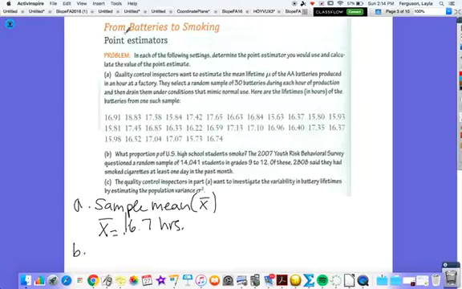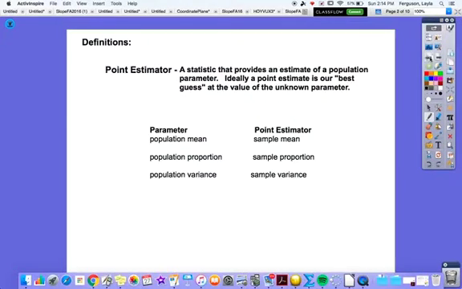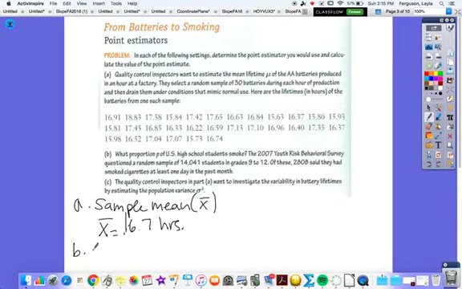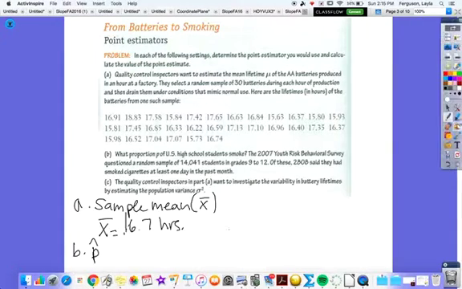For B, it says what proportion p of U.S. high school students smoke. The 2007 Youth Risk Behavior Survey questioned a random sample of 14,041 students in grades 9 to 12. Of these, 2,808 said they had smoked cigarettes at least one day in the past month. For this one, you know that you are dealing with a proportion. If we go back and look at population proportion, our point estimator would be a sample proportion, which we know is p hat.